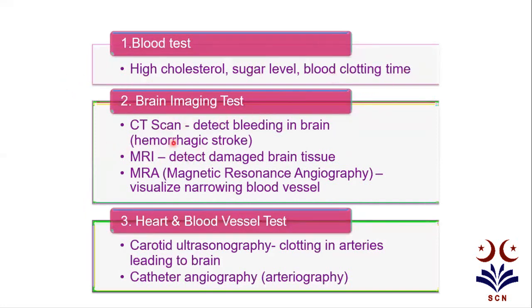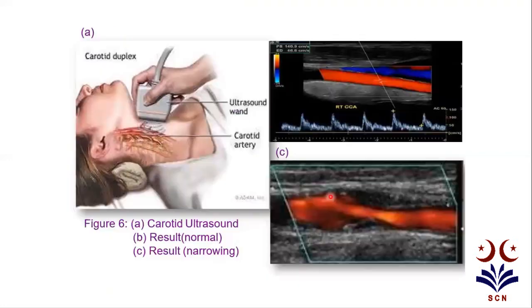Brain imaging, so CT and MRI. You see the names. And for the blood vessels and heart, there is carotid ultrasonography. The carotid artery is very important, and also catheter angiography, arteriography. And this picture you see is just for knowledge. The ultrasound goes over the vein, this is the carotid artery, and they place it over here. You see the normal, and this is the narrowed, the stenosed carotid artery. You can see it obviously.